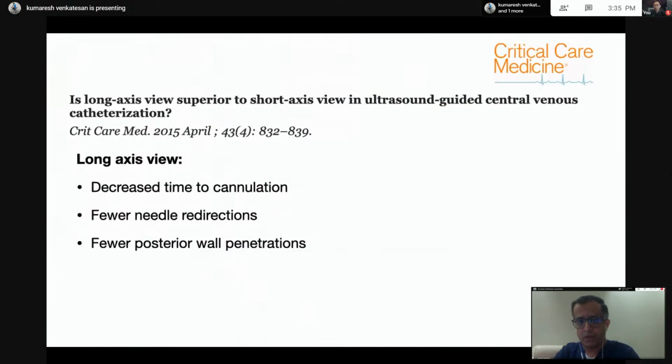Okay. Now, which is better, the short axis or the long axis? There's one study which is published which showed that using the long axis technique shortened the time for cannulation, fewer needle directions, and fewer posterior wall penetrations. But my personal experience, I'm sure people who have done this will agree with me: for a beginner, usually for them to learn the probe handling technique and the needling technique, they find the short axis useful before they advance and progress to the long axis cannulation technique.